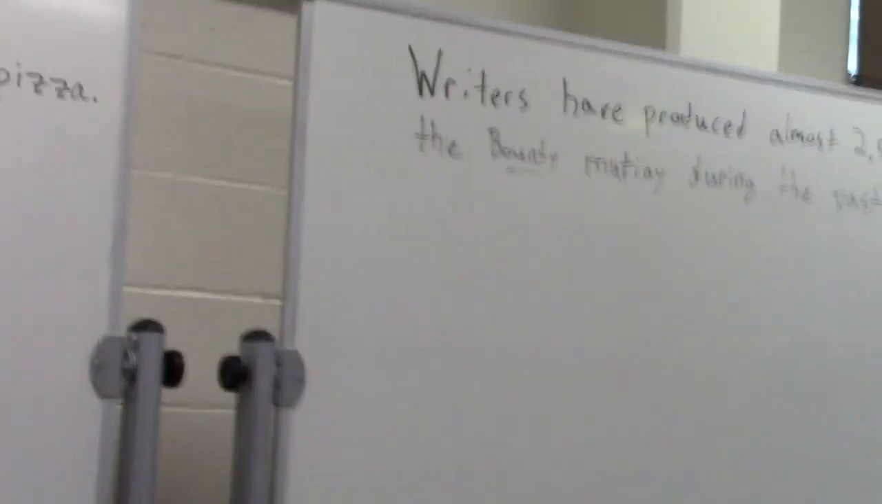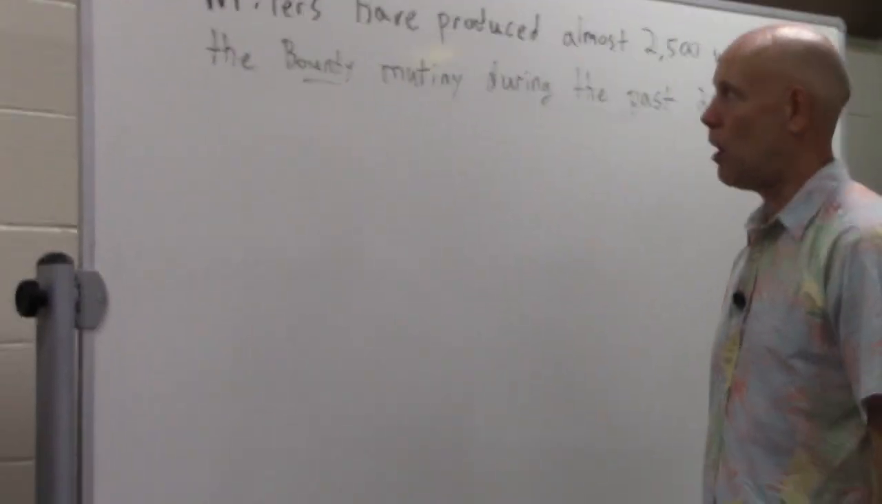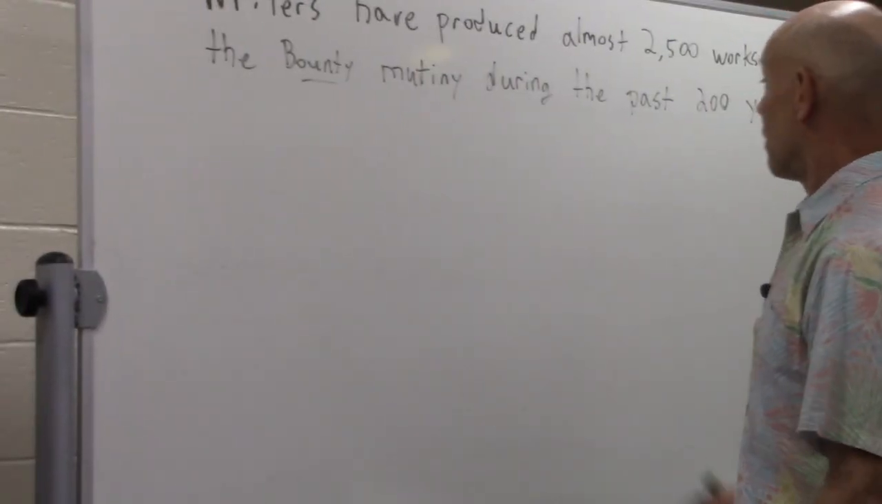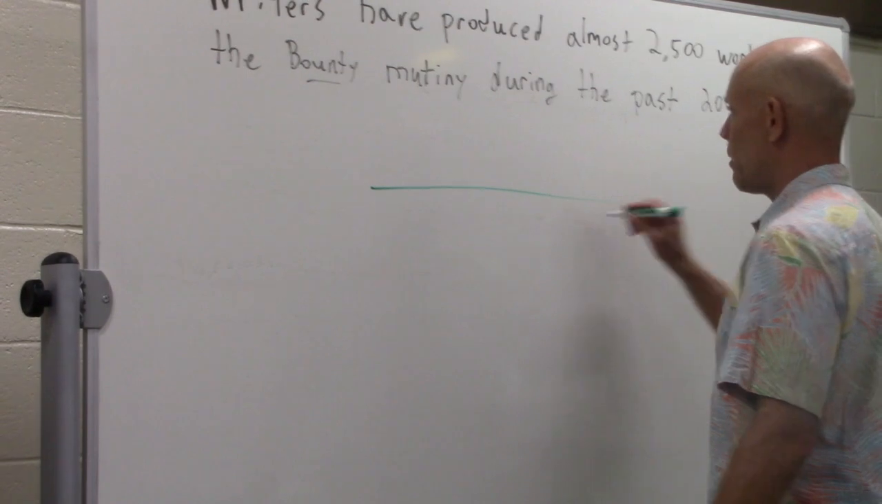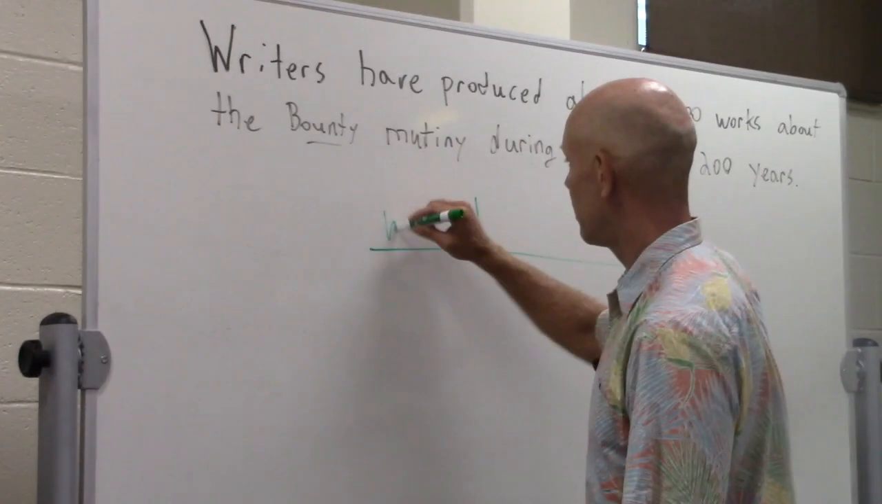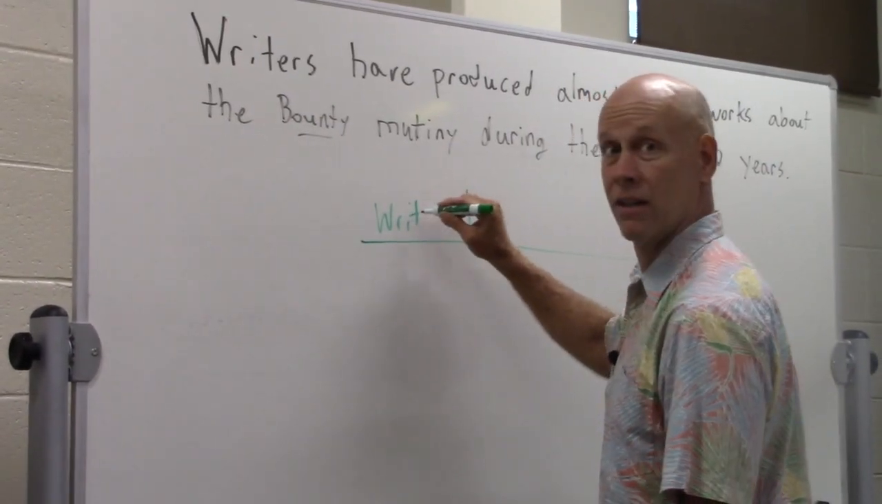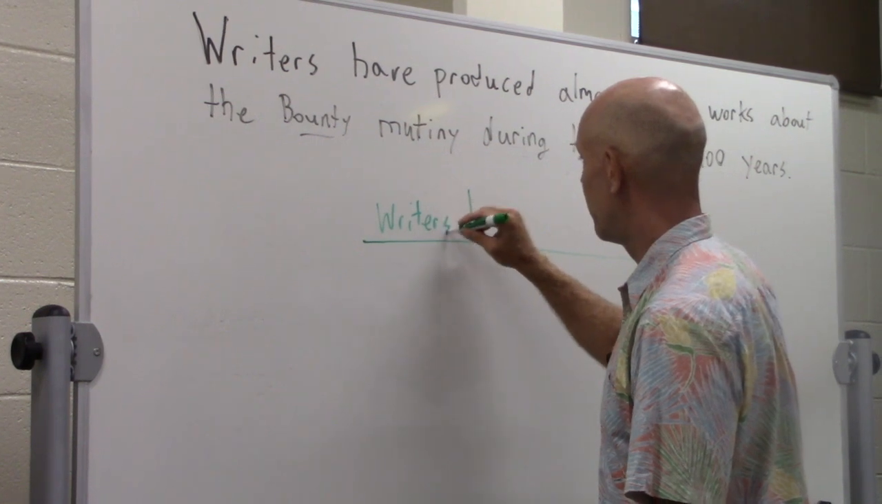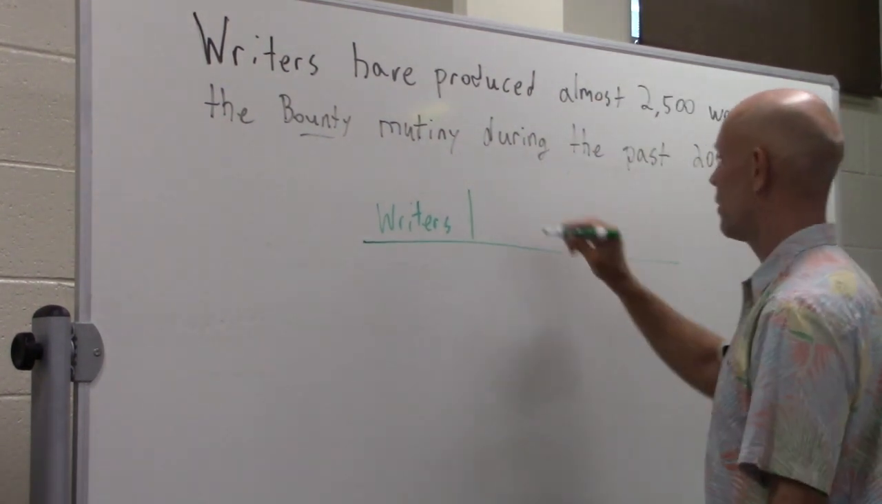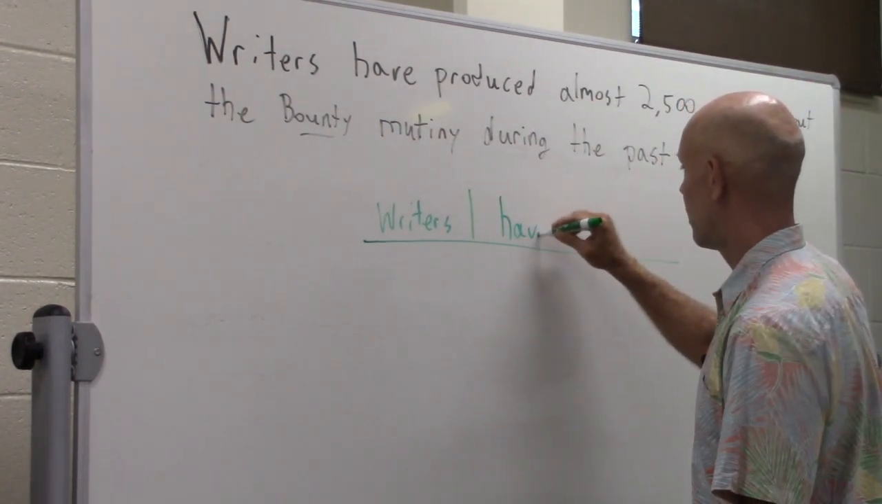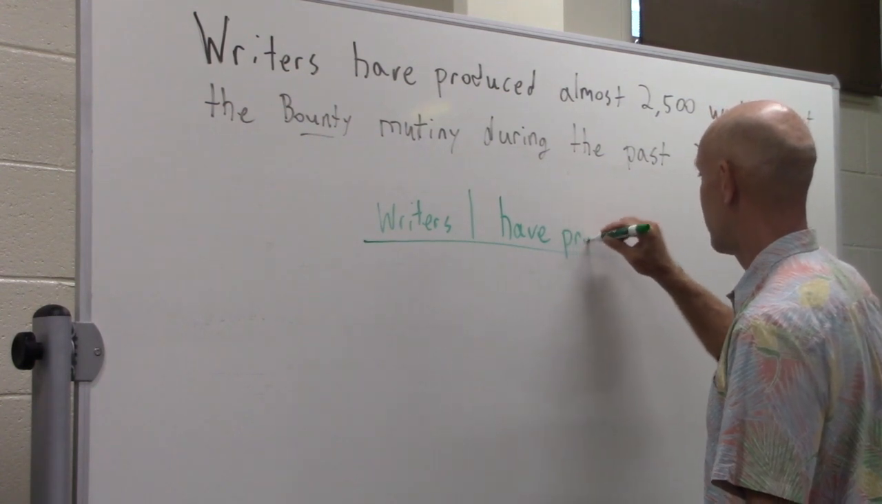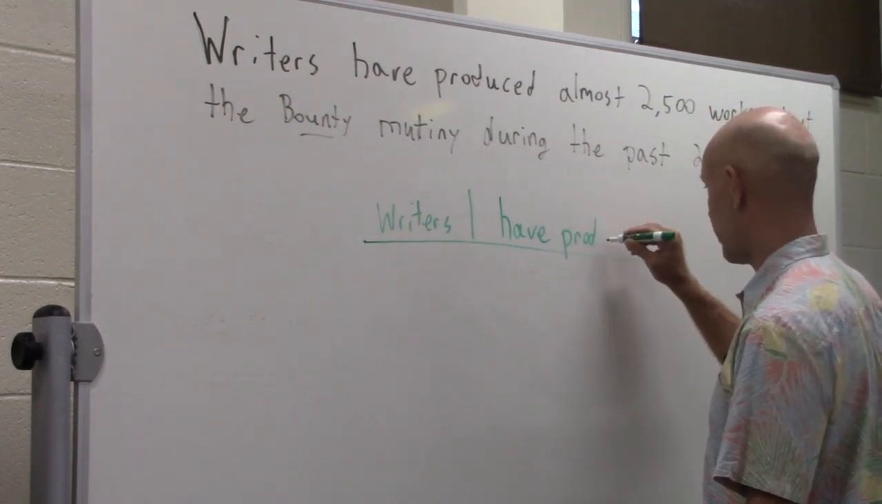Okay, let's look at one of the longer sentences that we looked at in the sentences for practice in Chapter 4 and do the same thing. All right, now, real quick, can you diagram this? What's the subject? Writers. Okay, and what'd they do? They produce. Have produced, right? Yeah. So that's your present perfect.